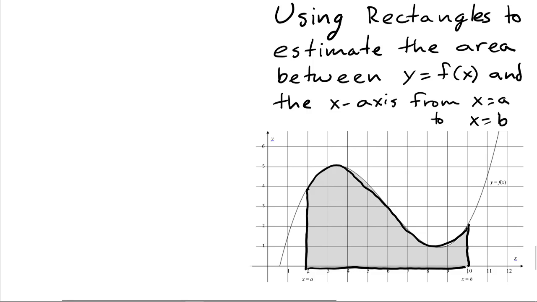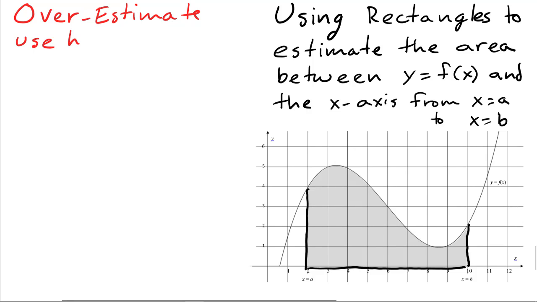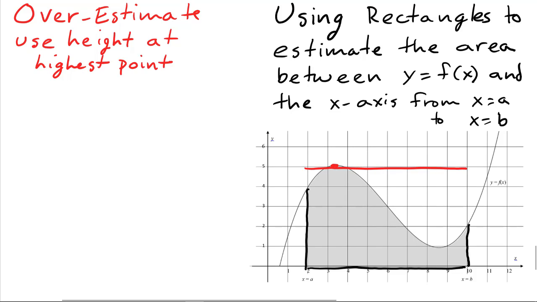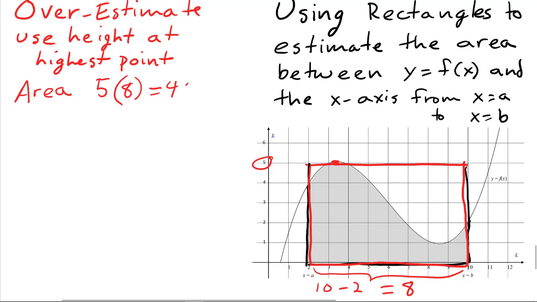We're going to form a rectangle by creating a horizontal top, and we're going to take the height of that top from something to do with the curve y equals f of x. Now, one thing we can do, which will give us an overestimate of the area, is to use the highest point on the curve between x equals 2 and x equals 10. That highest point has a height of about 5. So if we give our rectangle a height of 5, and of course it has a width of 8 because that's the distance from 2 to 10, then we'll have an area of 40.